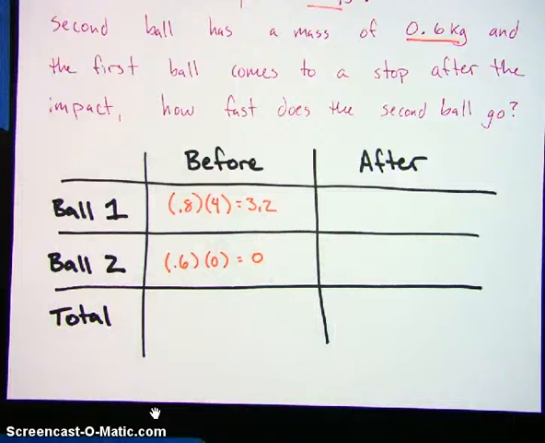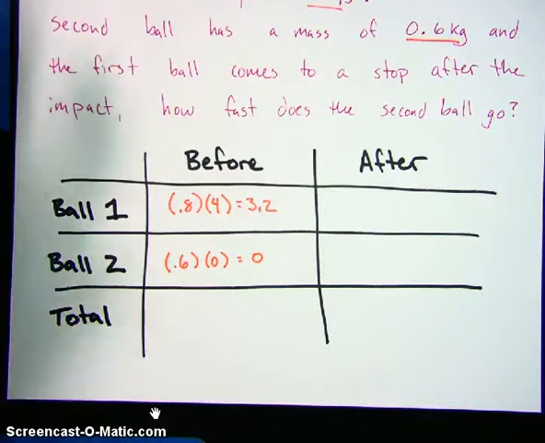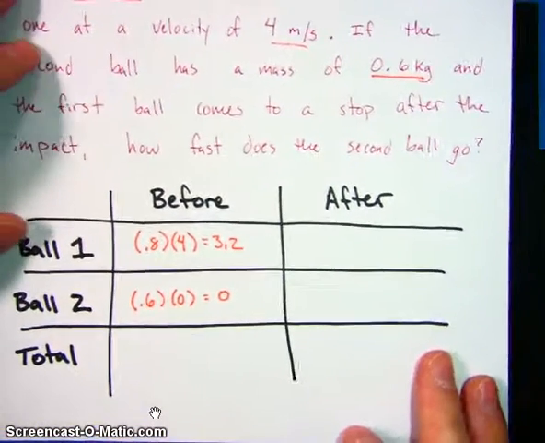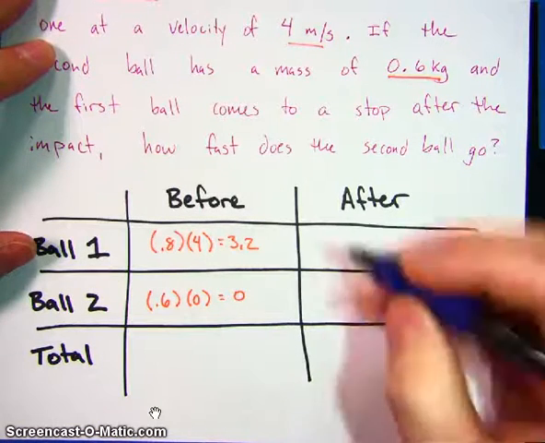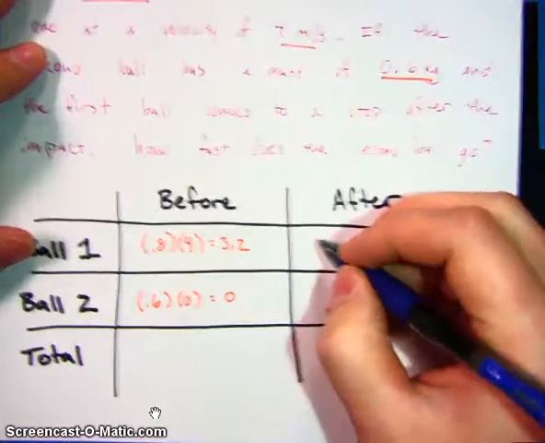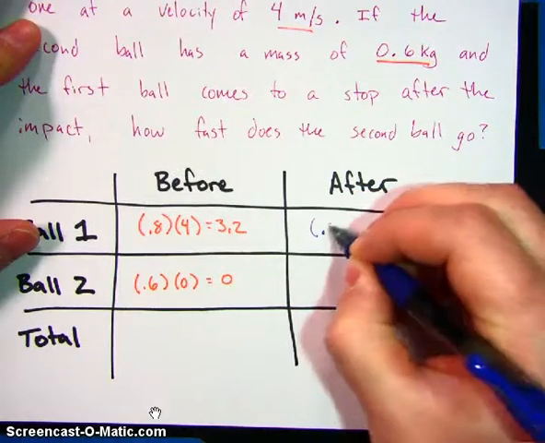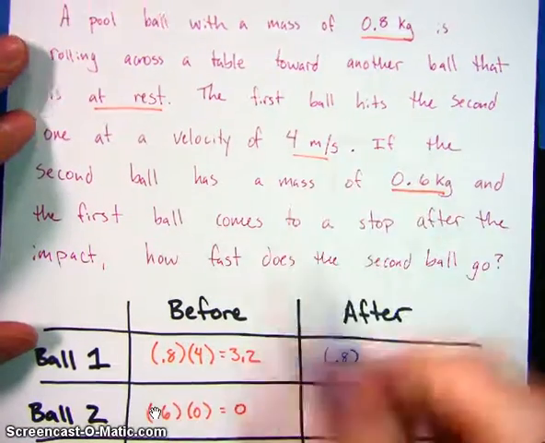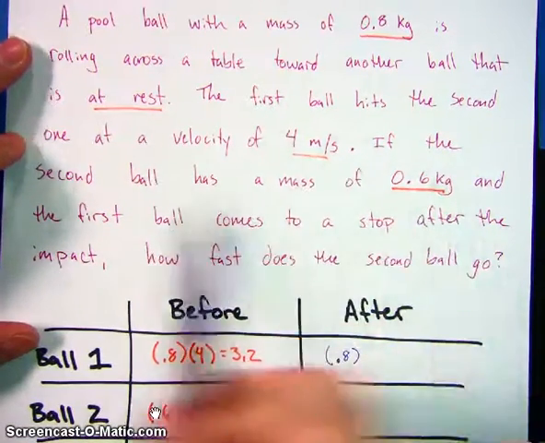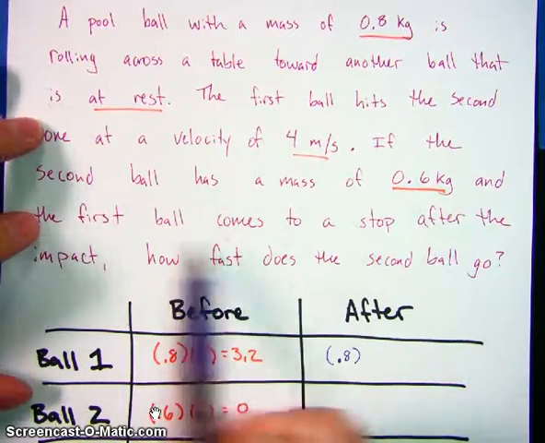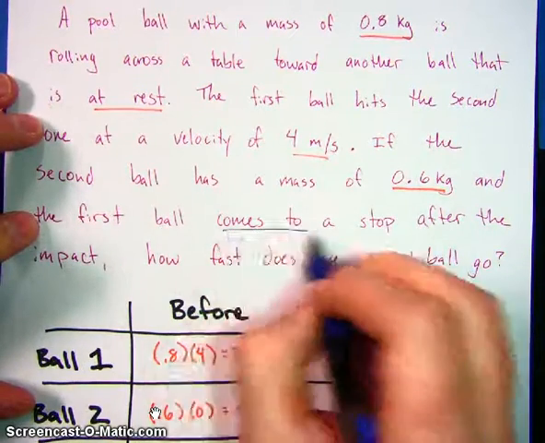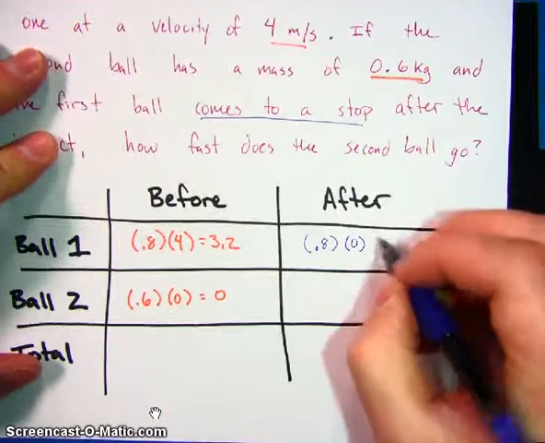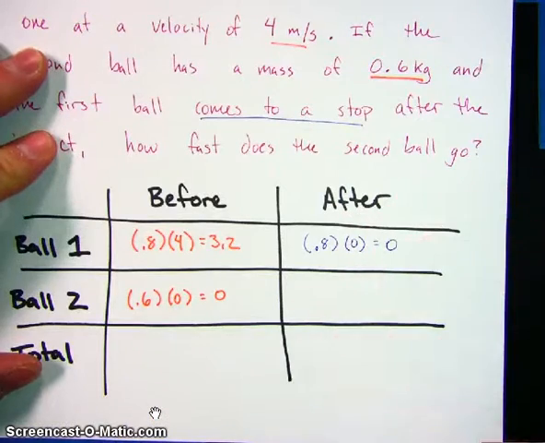Now I'm going to switch colors in order to talk about all the momentums after. So in this question, it doesn't say whether or not the balls lost any mass, so we're going to assume that they're the same mass. So the first one has a mass of 0.8 still, and we have to look for a velocity. It says the first ball comes to a stop, so the first ball is going to be at rest when we're done, so anything times 0 is 0.